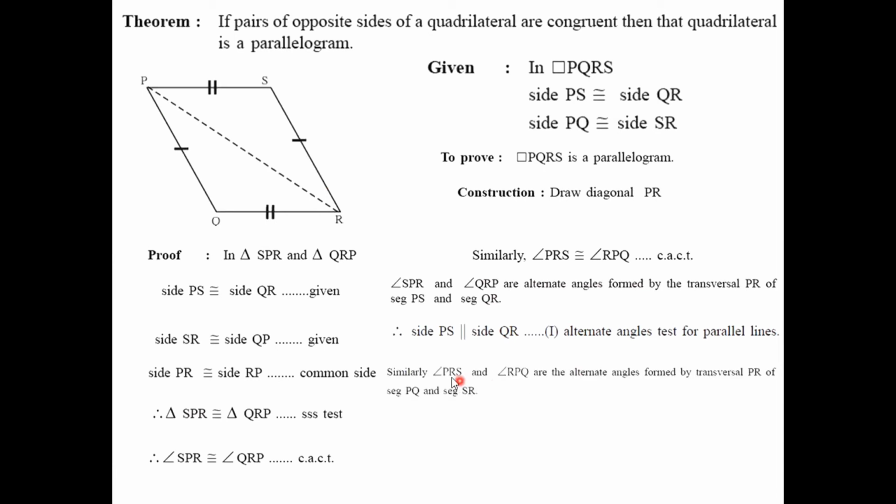Similarly, we can show that another pair of opposite sides, that is PQ and SR, are also parallel by the alternate angles test. So for this quadrilateral, both pairs of opposite sides are parallel to each other. So by the definition of a parallelogram, we can conclude that quadrilateral PQRS is a parallelogram, and we have proved that if a pair of opposite sides of a quadrilateral are congruent, then that quadrilateral is a parallelogram.